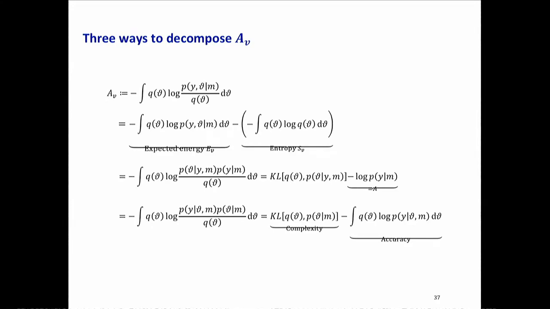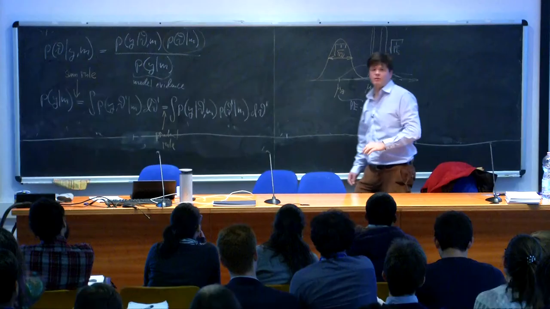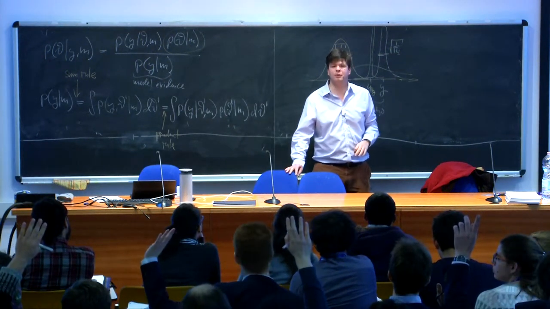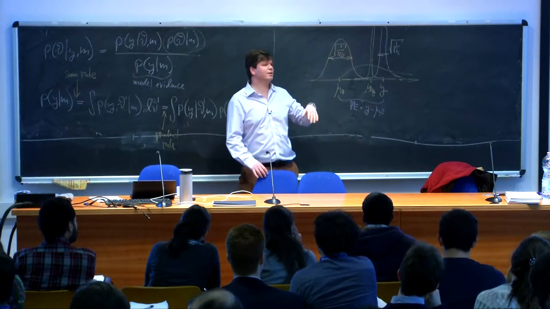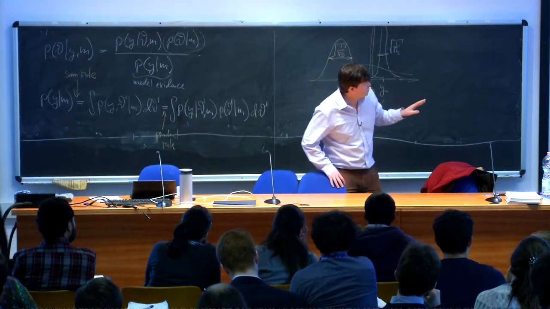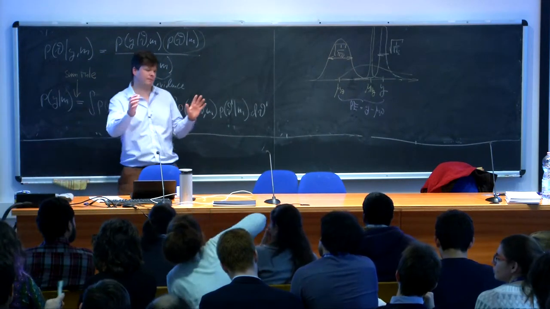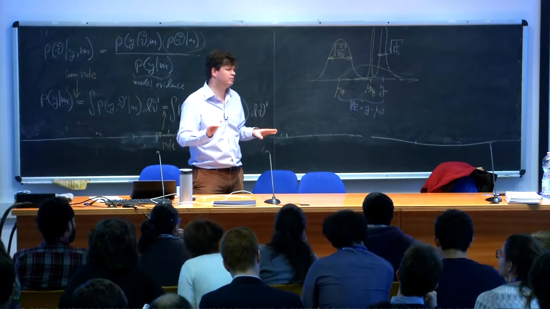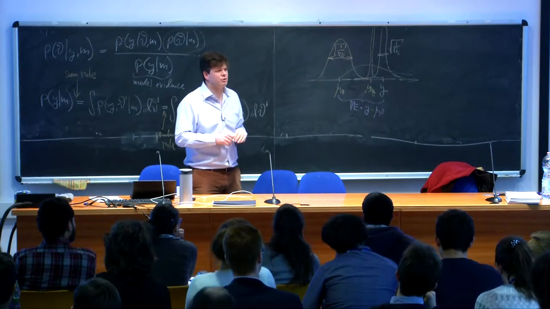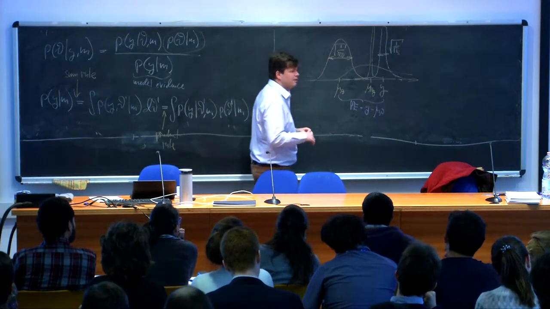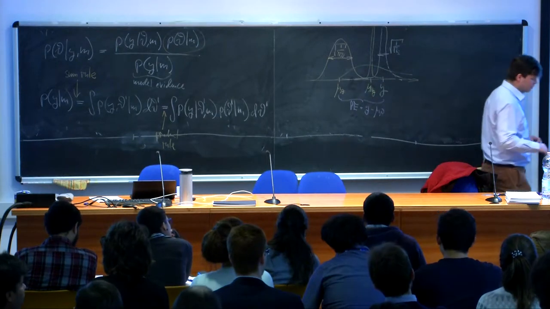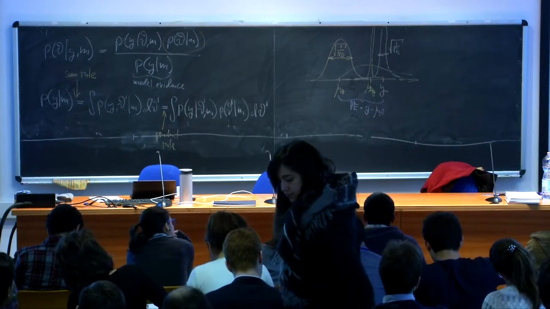So this says complexity, and this says accuracy. And this is the Kullback-Leibler divergence between the approximate posterior and the true posterior. Who knows what a Kullback-Leibler divergence is? So about a third of you. We'll see the definition in a few slides. But just very quickly, the Kullback-Leibler divergence is a measure for how different two probability distributions are. But it is not a distance measure, because mathematically, a distance needs to be symmetrical. So the distance from A to B must be the same as the distance from B to A.